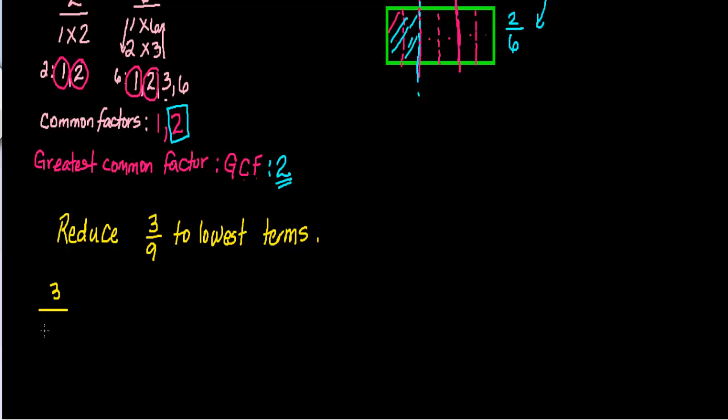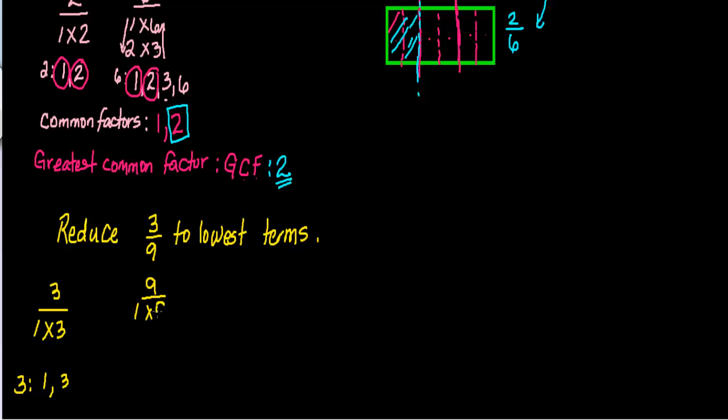And that means all the numbers I multiply together to get 3. For 3, the only 2 factors are 1 and 3. So I'm going to make a list of all my factors for 3. 1 and 3. Let's take the denominator, which is 9, and make a list of all the factors.